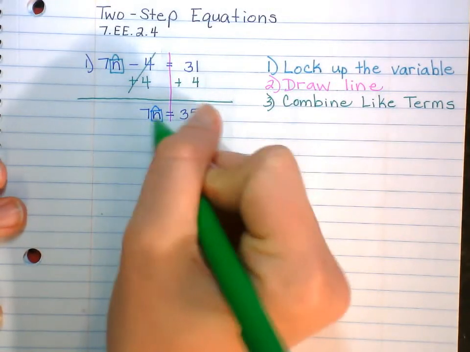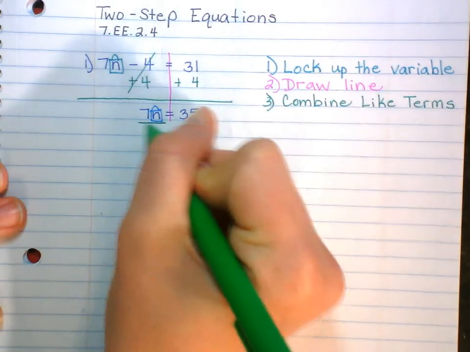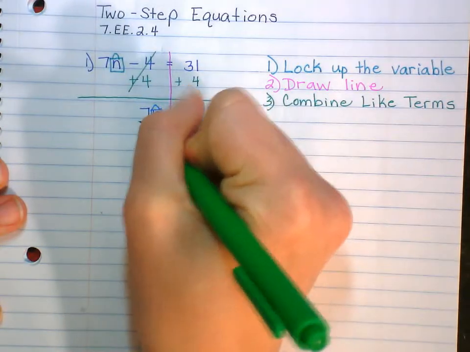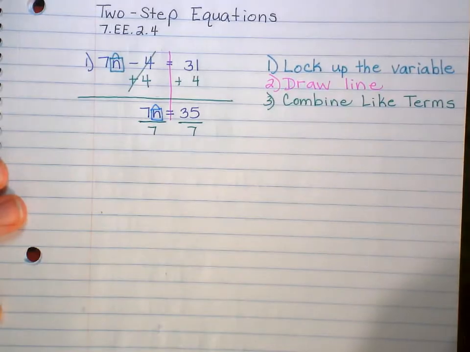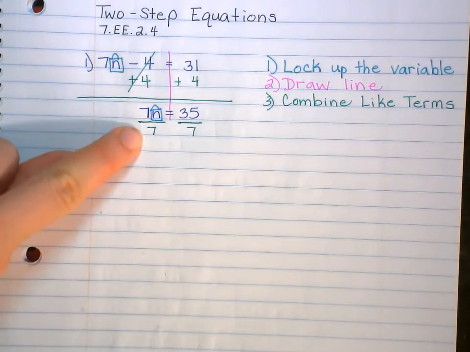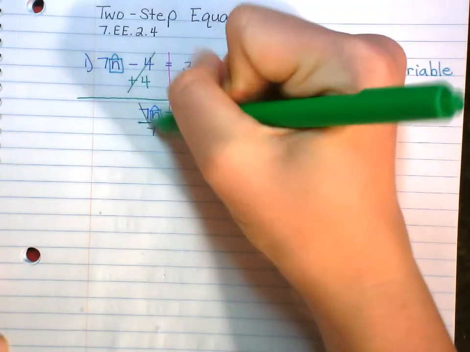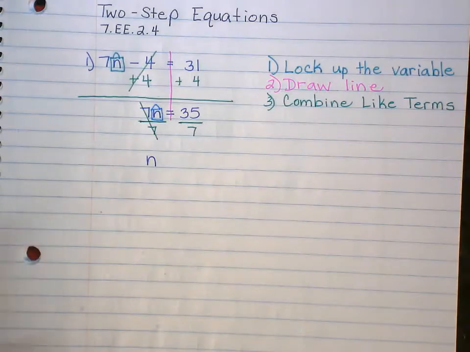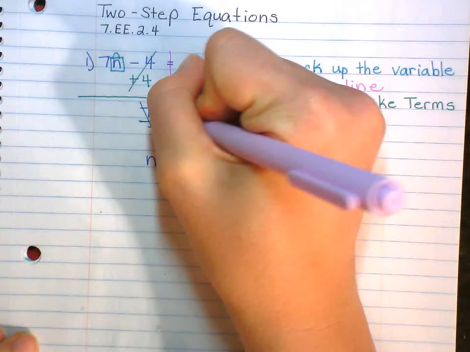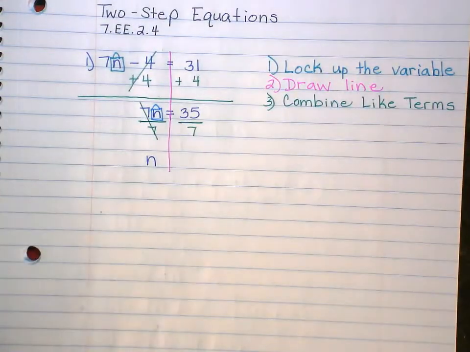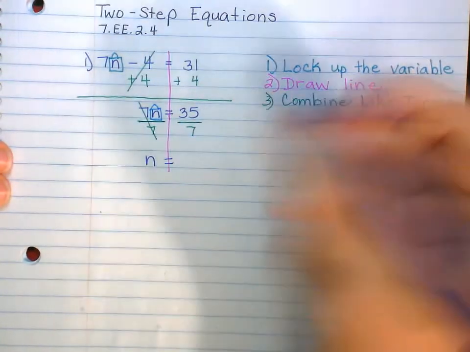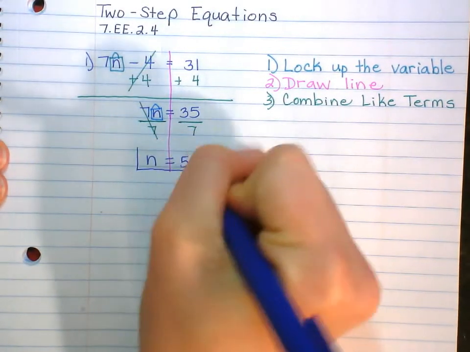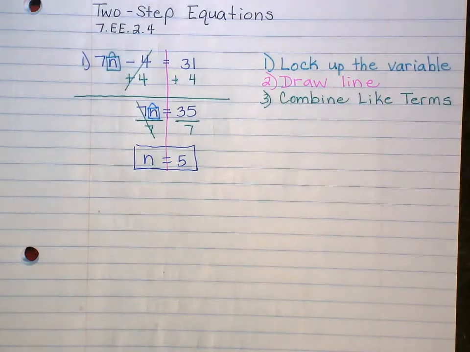So the 7 and the n are touching. They're married. You have to break up that marriage. Break up the multiplication with division. Divide both sides by 7. 7 divided by 7 is 1. So we just bring down the n. Remember, there's an invisible 1 in front of that n. We're lazy. We don't write it. So it's just n. 35 divided by 7, 5. And that is your solution. Once you have the variable by itself, you're done.